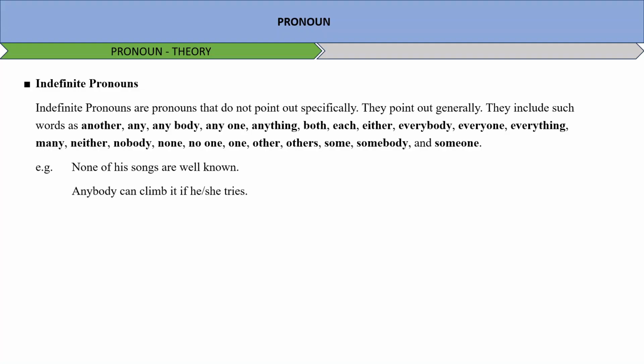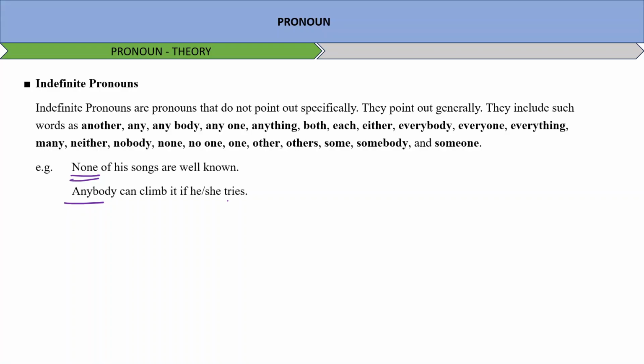None of his songs are well known. So you are using none for all the songs, right? Anybody can climb if he or she tries. So you are using basically anybody for anyone. Anybody can climb if he or she tries. So if someone tries, they can definitely climb. So whenever you use anyone, anything, someone, something, everyone, everything, everybody, they are all known as what? They are all known as indefinite pronouns.